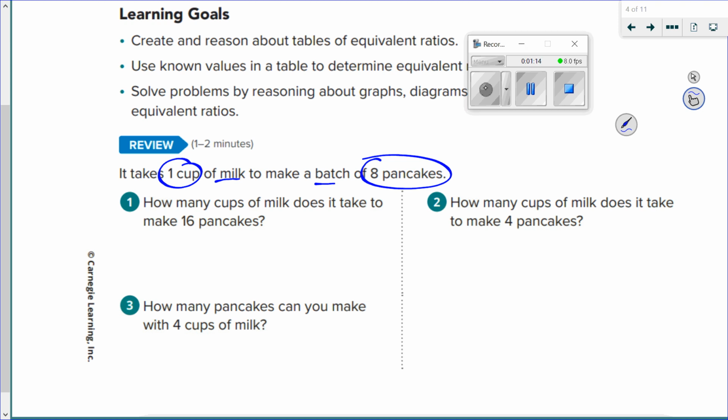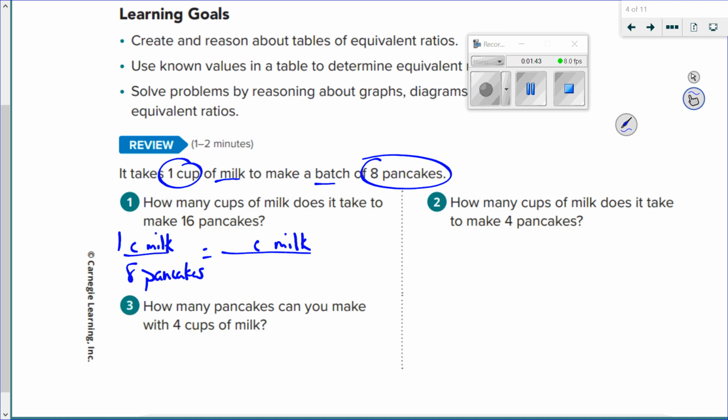Go ahead and go. Anytime you're doing these type of ratio problems, you have to start with your base ratio. You need to write it out. It's not difficult. It's right here. It's 1 cup of milk to 8 pancakes. That's going to be your start for every single problem. If you set these up, the ratio problems become extremely easy.